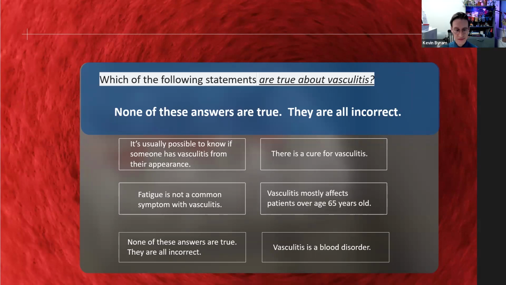Fatigue is probably, I would argue, the most common symptom with vasculitis. We hear about this a lot. And then you hit on a couple of really big ones there. We hear from our patients that they get frustrated at their colleagues or their friends not understanding their diagnosis. And then the cure, we hope for a cure.